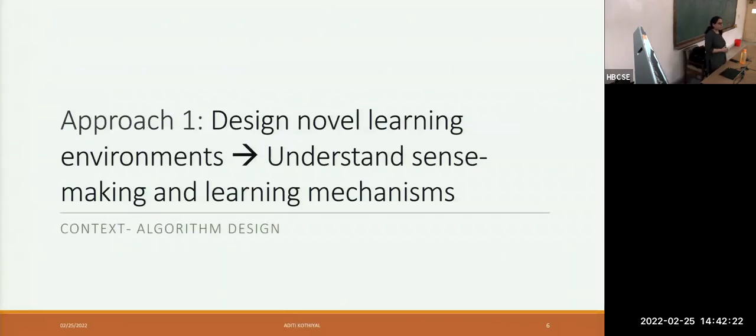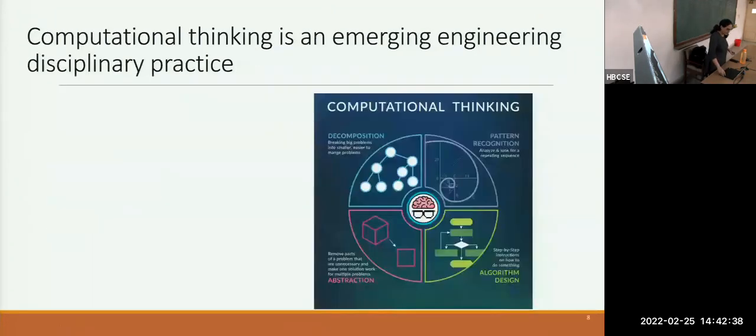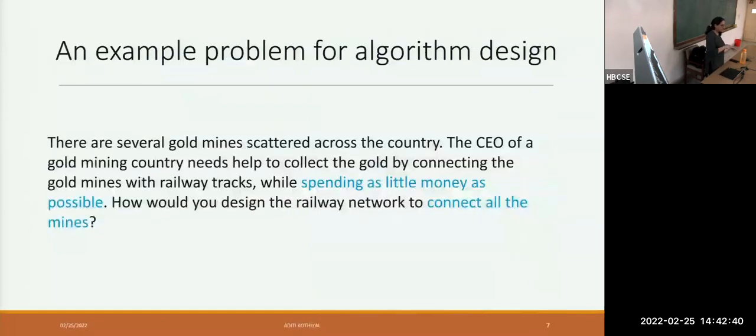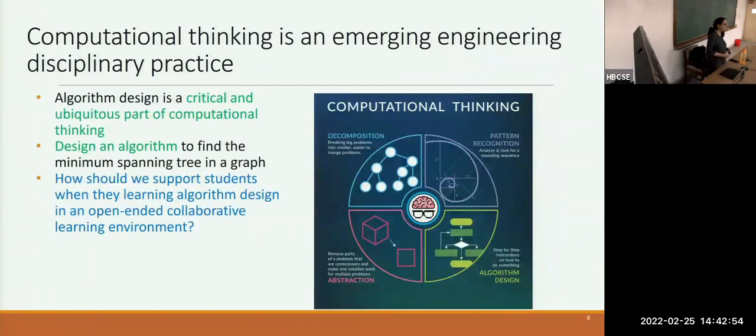So the first approach is about actually designing novel learning environments and using them to do further sense making and learning. And we go back to a context which we had yesterday, which was algorithm design. There are these students who have to solve the problem of connecting all the mines with the minimum cost, right? And this is important, just to reiterate, because algorithm design is an important part of computational thinking, which is now being recognized as being very important, not just in terms of coding and programming, but in terms of a way of thinking and problem solving.